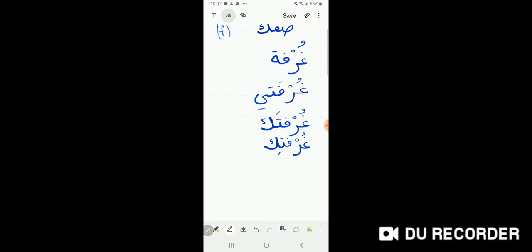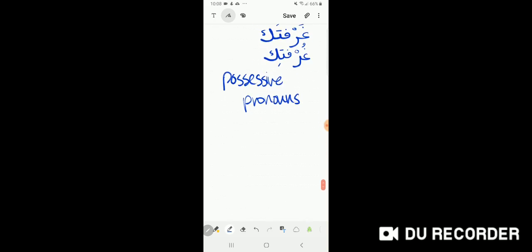So these right here are what we call possessive pronouns. Okay. So you're going to write a sentence. You're going to do, your room is big. Pause it, write your answer.